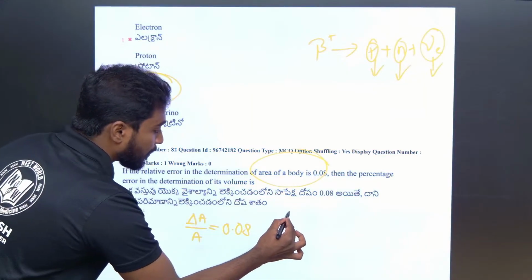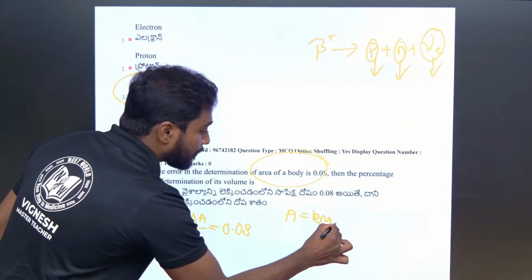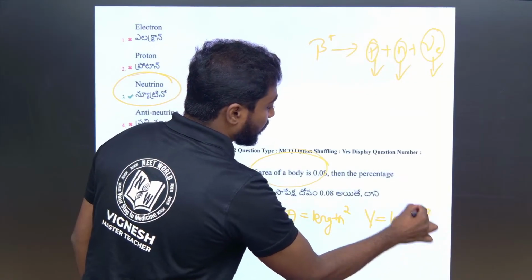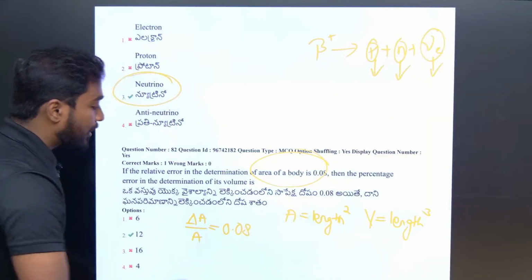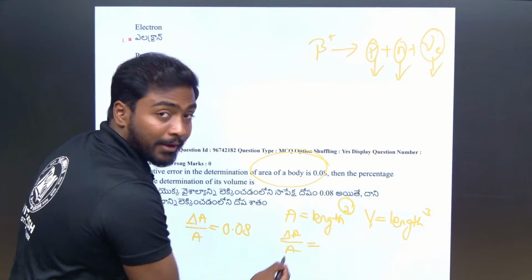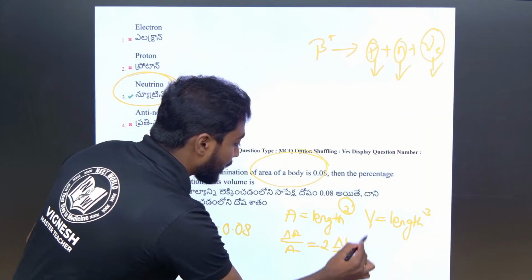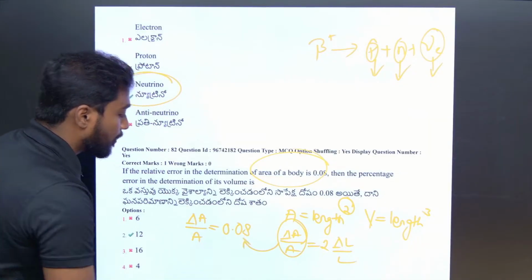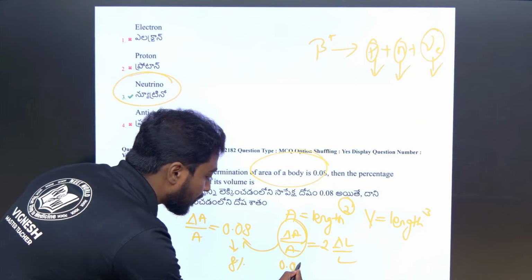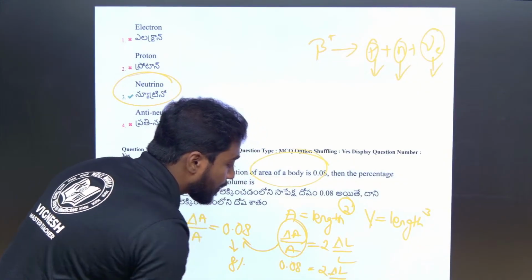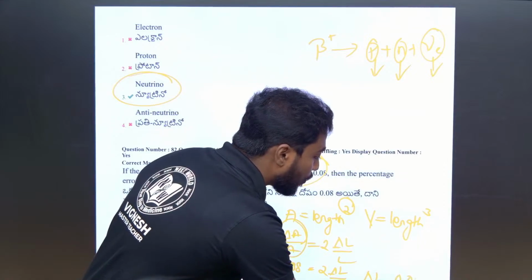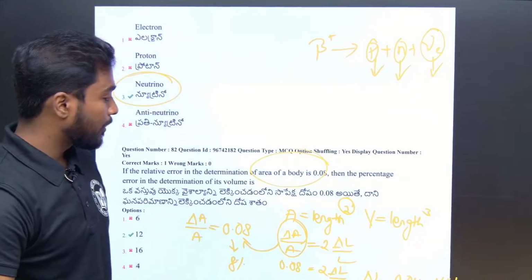So area is length square. But if we talk about volume, volume is length cube. So when I talk about the relative error, delta A by A equals, the power is 2 here, so 2 delta L by L. We know that delta A by A is 0.08, that is in terms of percentage 8%. So when I substitute here, 0.08 equals 2 into delta L by L. So I will get delta L by L as 0.08 divided by 2, which is 0.04, which is nothing but 4%.